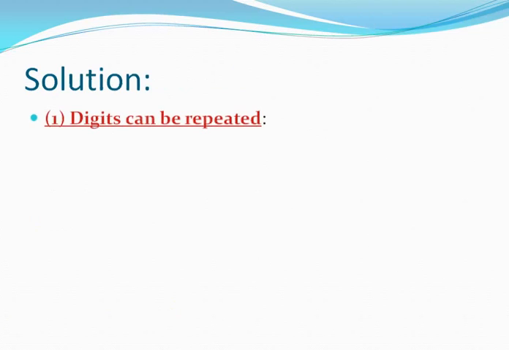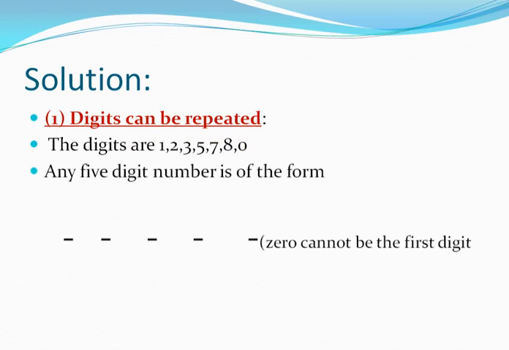Let's consider the first case, that is digits can be repeated. Now the digits are 1, 2, 3, 5, 7, 8, 0. So what we have to do is form a 5-digit number using these digits, and the digits can be repeated. Now any 5-digit number is of this form. We have got 5 places to fill, and the condition is digits are repeated, but we know that 0 cannot fill the first digit. Any 5-digit number cannot have 0 at its first place.